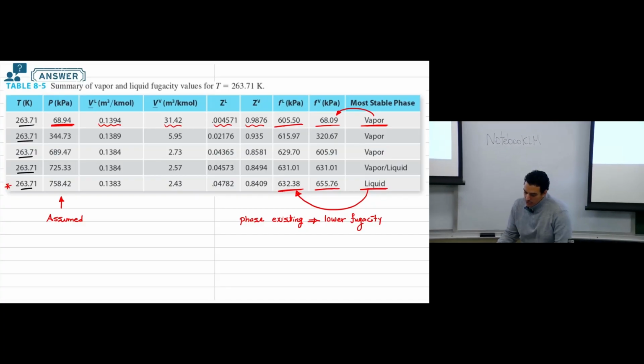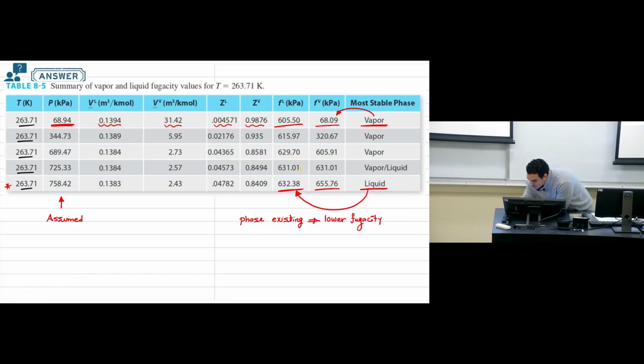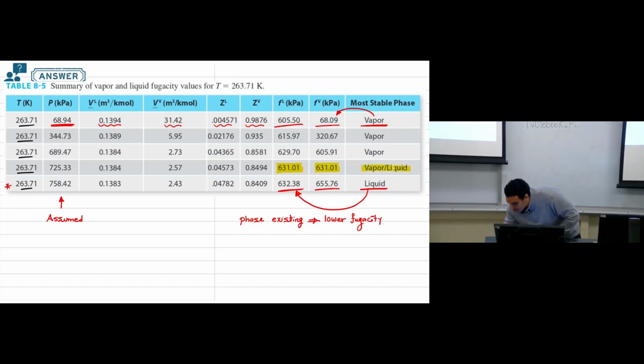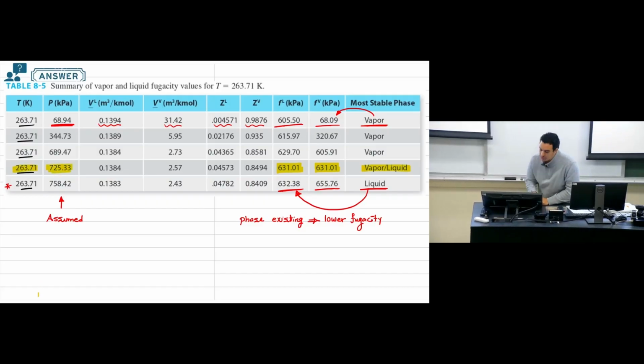Okay, so if you compare these until you find this one, at this condition you see here I have fugacity of liquid, here I have fugacity of vapor. Once we have equal fugacity, this means phase equilibrium exists. I have two phases at this condition, and this will be the value of saturation pressure corresponding to this temperature.